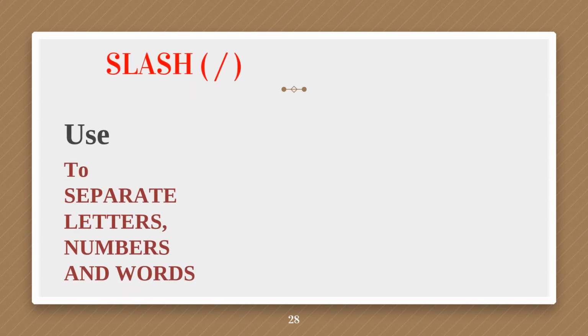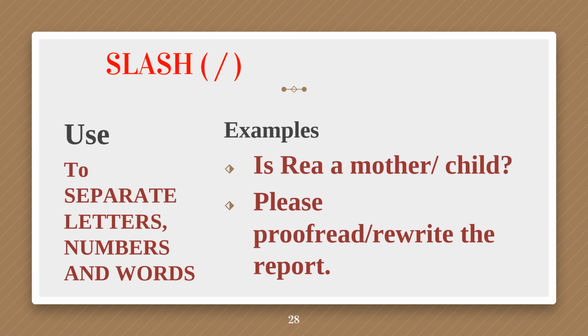Slash. The sign you can see here. Why do we use it? To separate letters, numbers, and words. Examples are: is Ria a mother/child? Please proofread/rewrite the report. So you can see here that I have separated two letters, and two words in the examples.